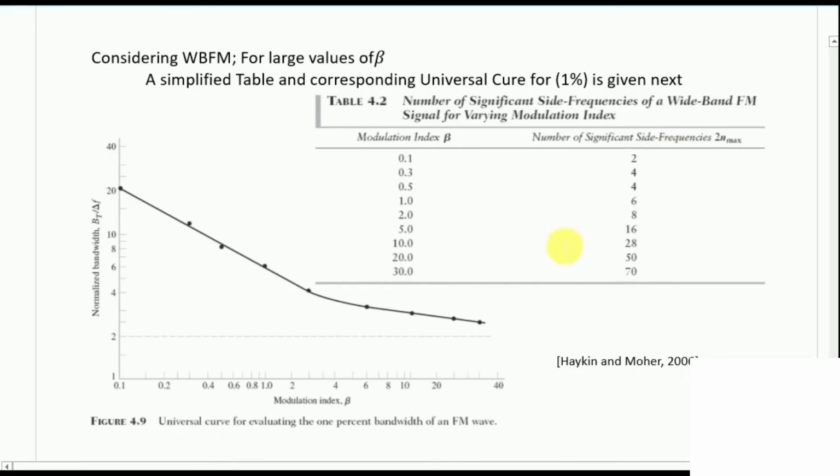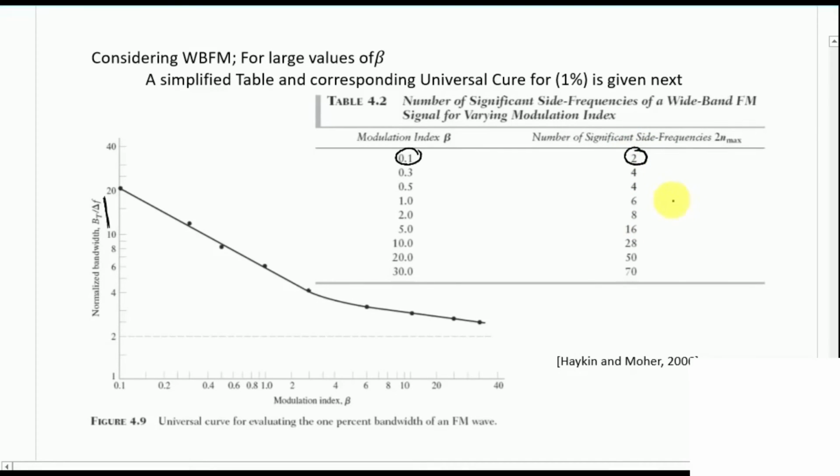This whole thing we have plotted in terms of a universal curve, so it's a very important plot. The whole of this is basically plotted here. In this universal plot we have a modulation index which is beta, and on the y-axis we have a normalized bandwidth that we have referred to as BT by delta f. Let us talk about the value, for example 0.1. It says that it has 2 n max.